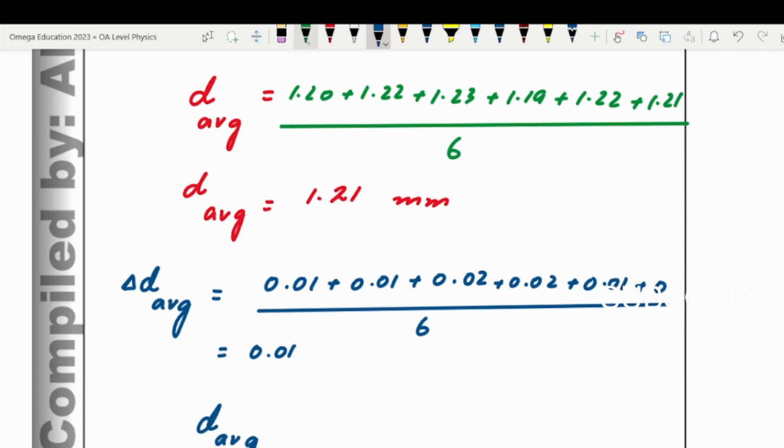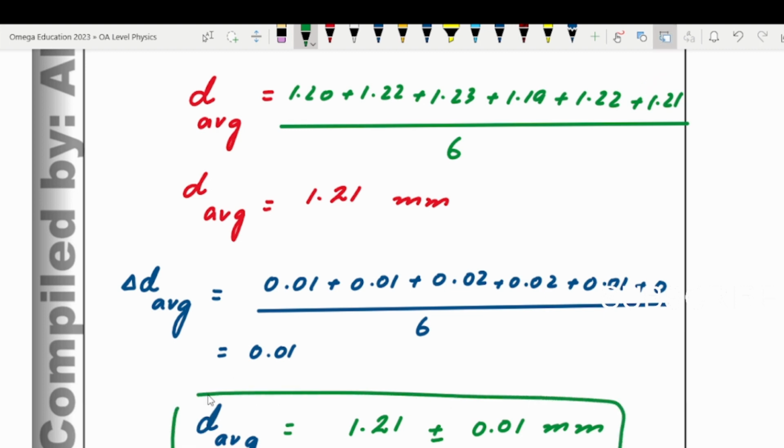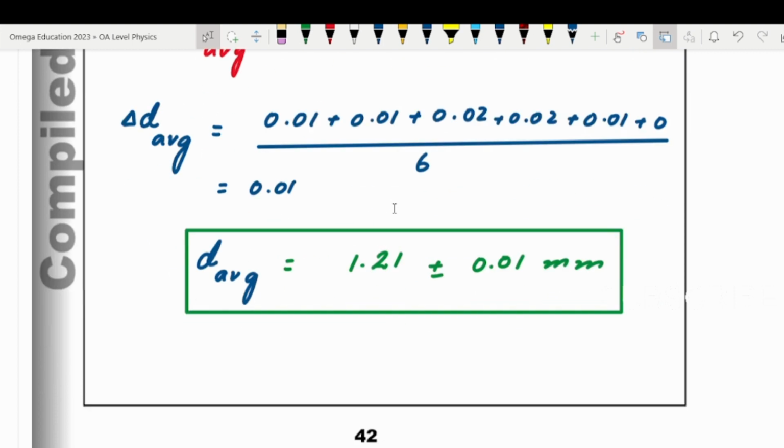Then you write the final answer. Average equals the principal value, which is 1.21, plus or minus the mean deviation, 0.01 millimeters. So this is how you write your final answer. This is how you calculate the uncertainty for the situation in which you're finding the mean value of a number of values. So that was your case number 5.